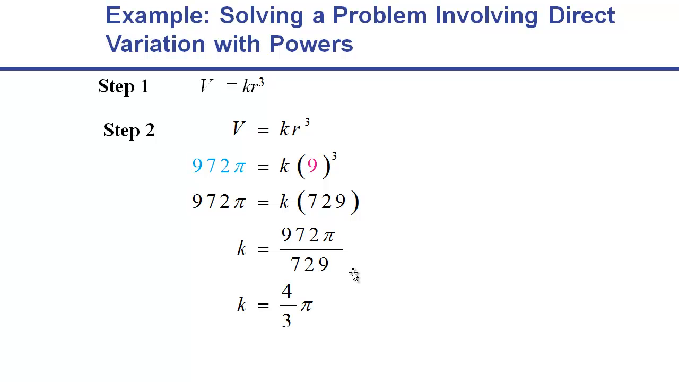You solve for k like we always do in our first step, and again you leave it as a whole number. You don't want to make it a decimal, right? Leave it as 4/3 pi.